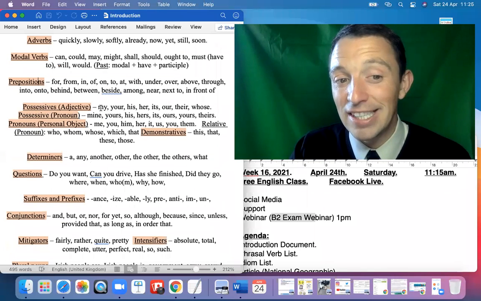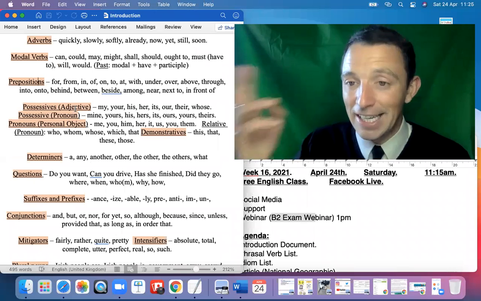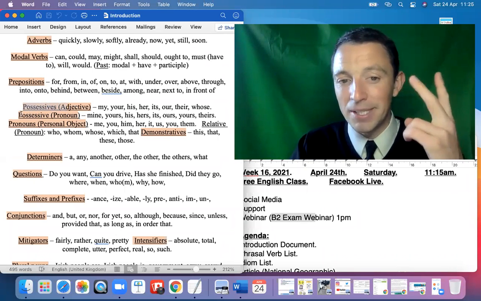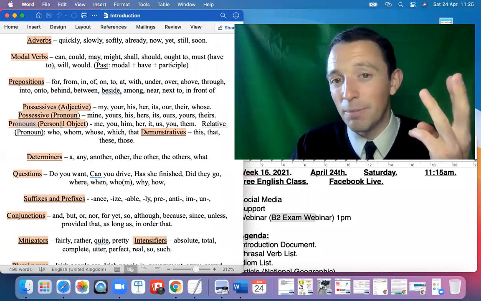The next section is important. For example, technically, possessive adjective, possessive pronoun, or object pronoun.